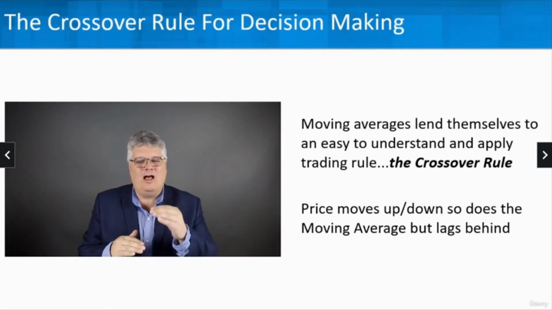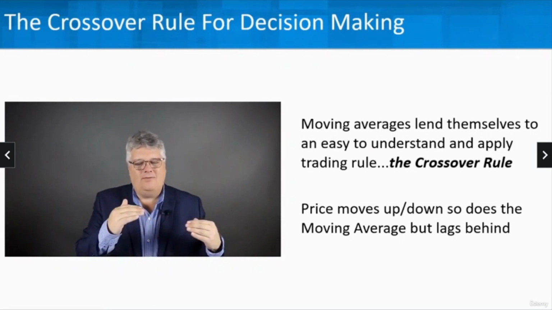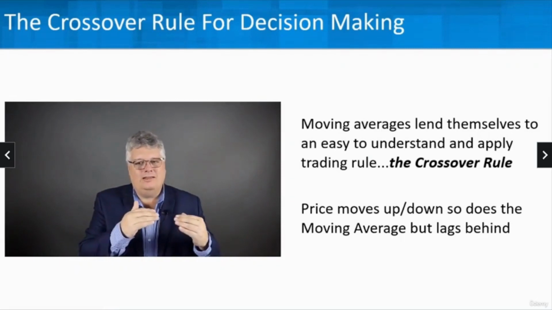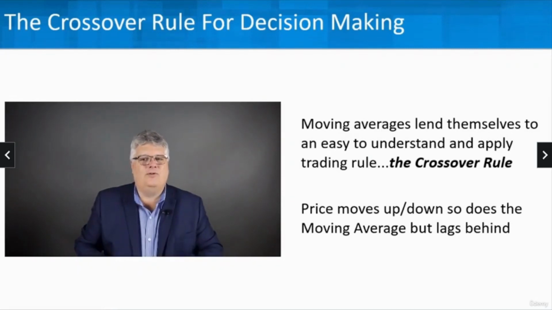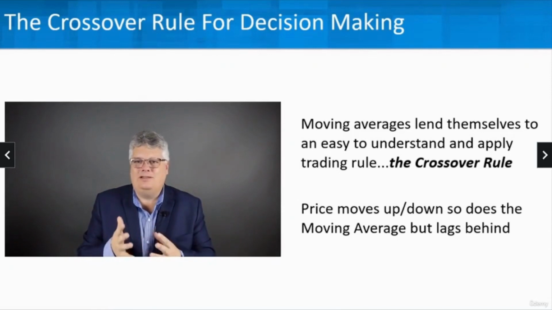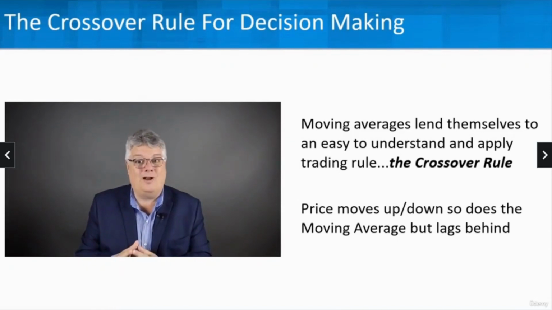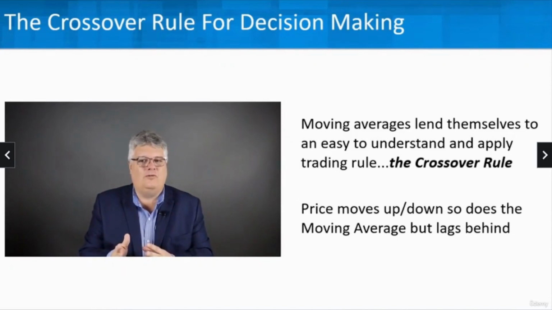As prices move up and down, so does the moving average, and it lags a little bit behind. But when they start crossing over, that means something's happening, and we want to make decisions around what might be happening. So let's talk about the crossover rule and how we can use these moving averages to help us make better decisions as traders.